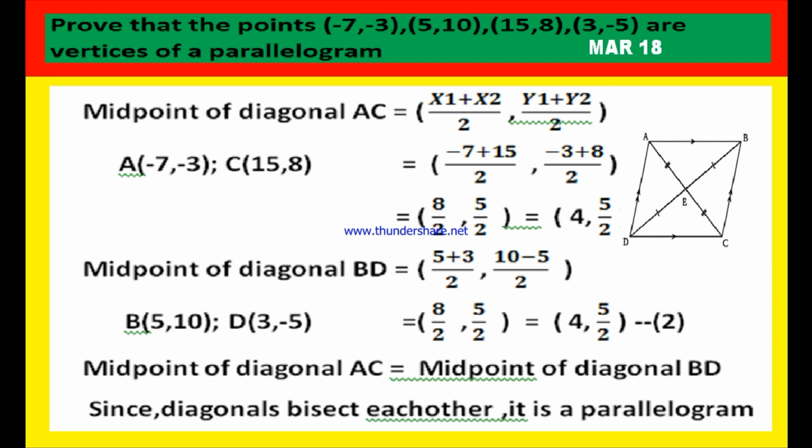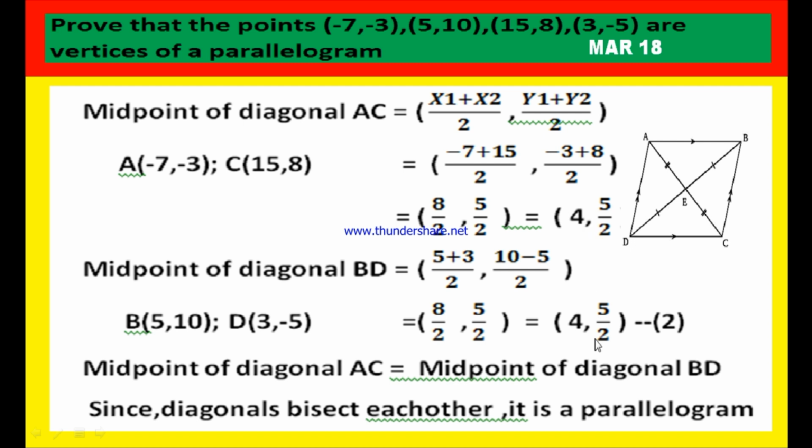The midpoint of the diagonal BD is again by the same formula, ((x1 plus x2) by 2, (y1 plus y2) by 2). Here the coordinates of B are (5, 10) and the coordinates of D are (3, -5). Now x1 plus x2 means 5 plus 3 by 2, and y1 plus y2 by 2 is 10 minus 5 by 2. 5 plus 3 is 8 by 2 and 10 minus 5 is 5 by 2. 2 in 8 again 4 times, and this is 5 by 2.